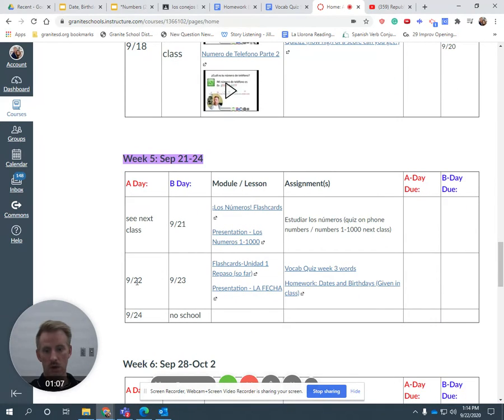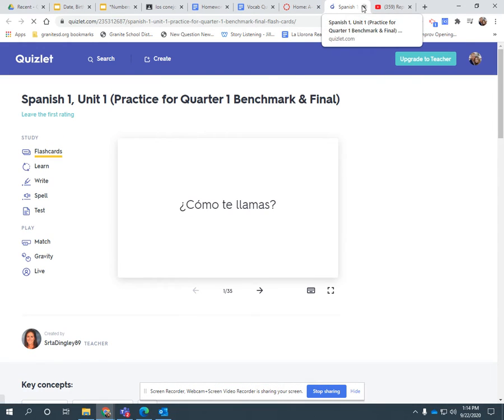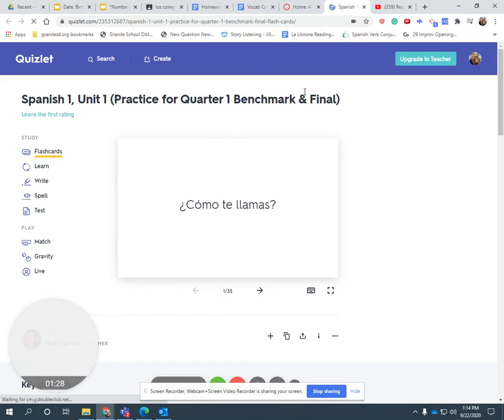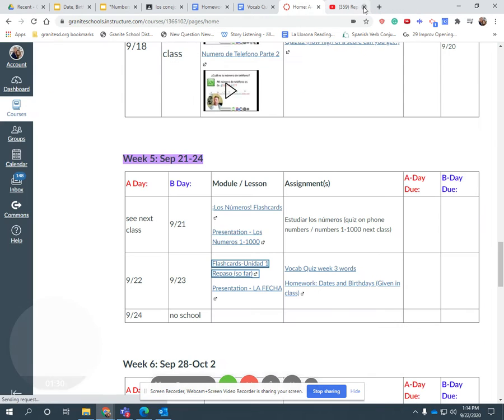Hoy es el 22 y 23, día A, día B. Tenemos aquí flashcards unidad 1. Es un repaso. Repaso significa to repass over or to review. So review, aquí están. Practice for quarter one benchmark. Clase, en octubre, in October.